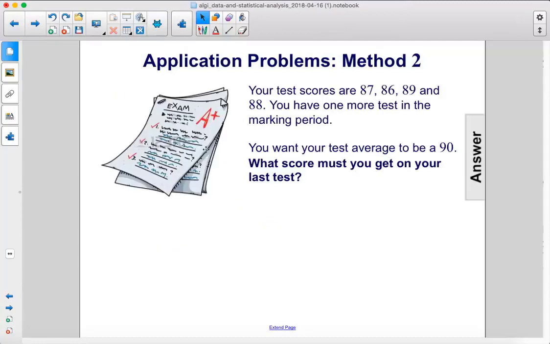Your test scores are 87, 86, 89, and 88. You have one more test in the marking period. You want your test average to be a 90. What score must you get on your last test?